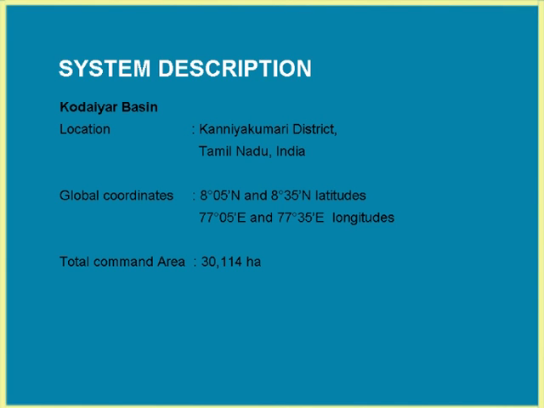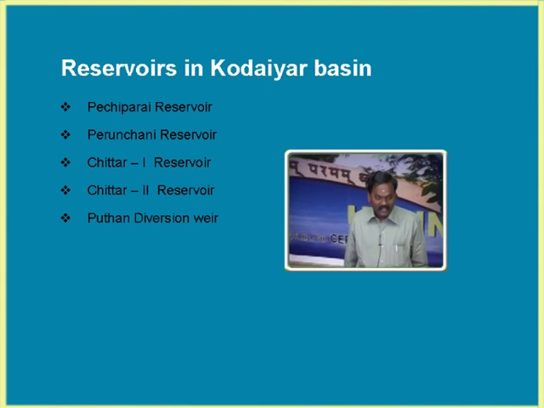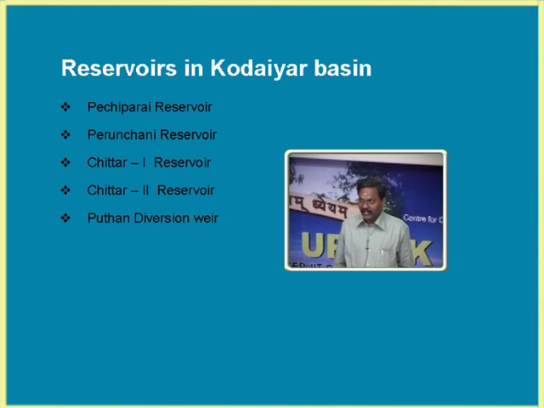It's a very complicated reservoir system, even though the number of reservoirs is very small. There are four reservoirs and one diversion weir. Right. So this is the location of the study area, Kodayar River Basin. I will quickly go through this. So this is a schematic representation of my study area.